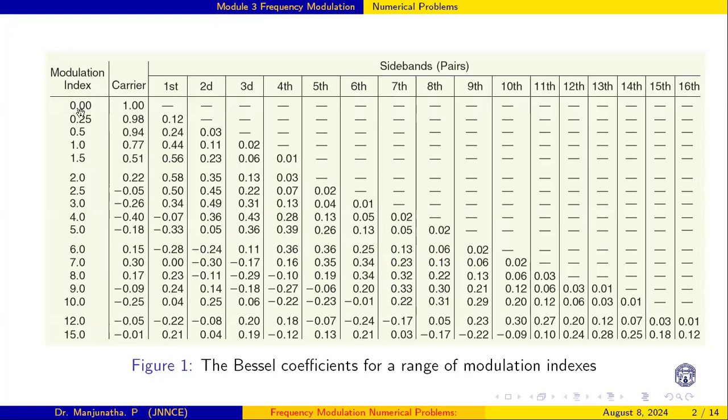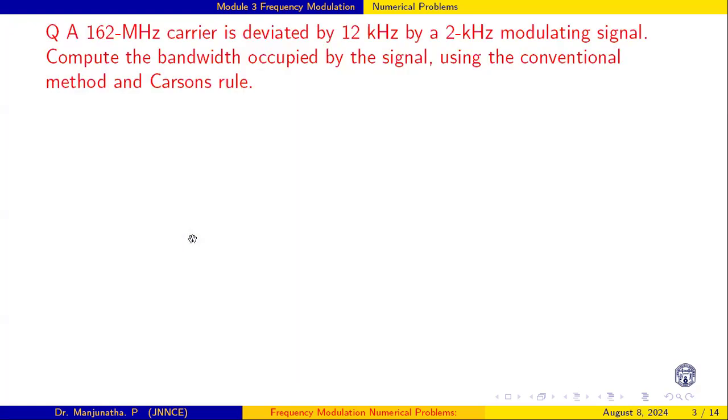For example, for 0, it is only a carrier magnitude. When the modulation index is 0.2, it has a carrier magnitude as well as the first sideband. When it is 0.5, the carrier magnitude is 0.94, and it has two sidebands, that is n is equal to 2, with magnitudes 0.24 and 0.03. Similarly, this table is also used to solve problems based on these Bessel coefficients.